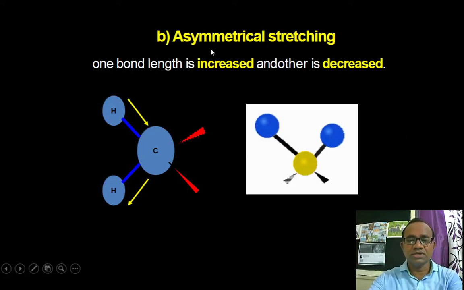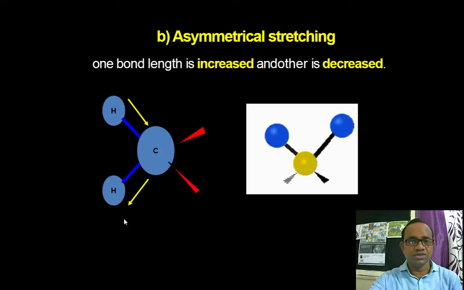Second is the asymmetrical stretching, whereas one bond length is increased and another is decreased. That means one bond moves in the forward direction, the second bond moves in the opposite direction. So there should be an increase or decrease of the bond length along the plane of a molecule, right? So one moves forward, another moves backward. In this way, this is called the asymmetrical stretching, where the bond length increases or decreases.